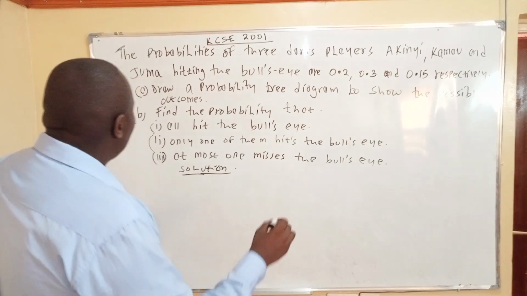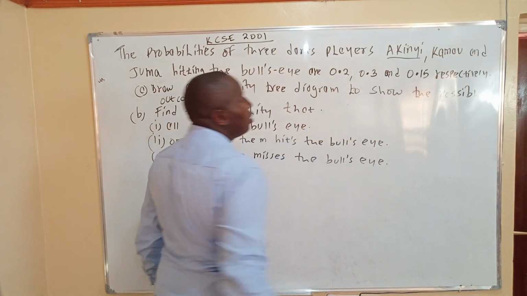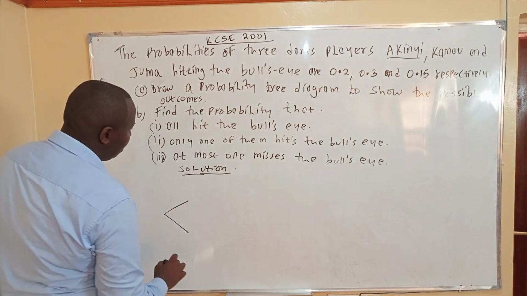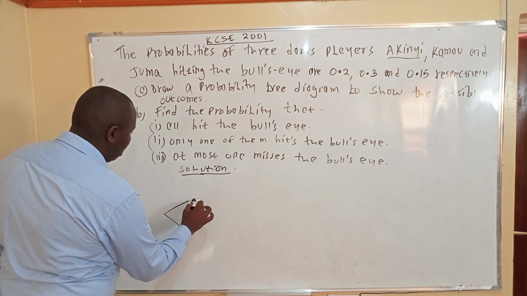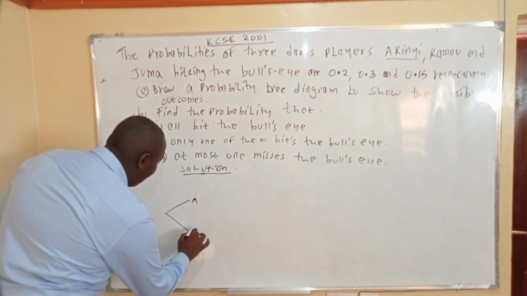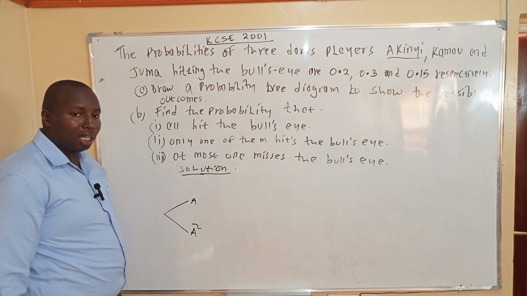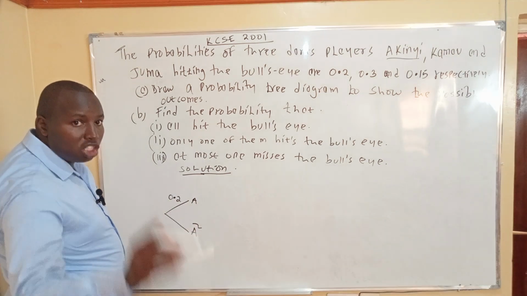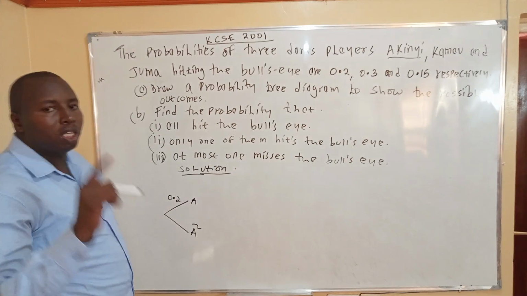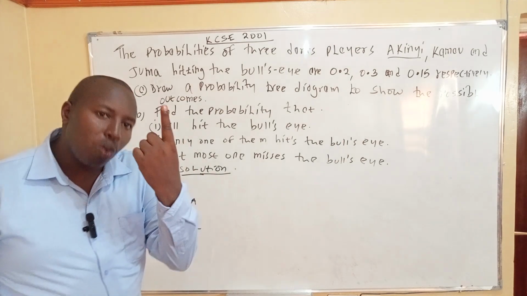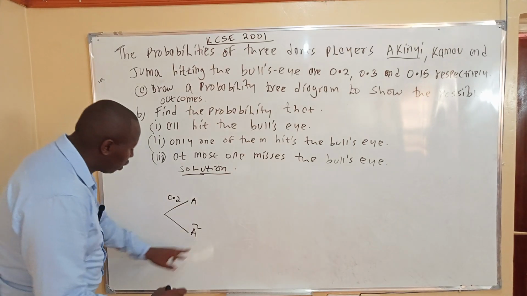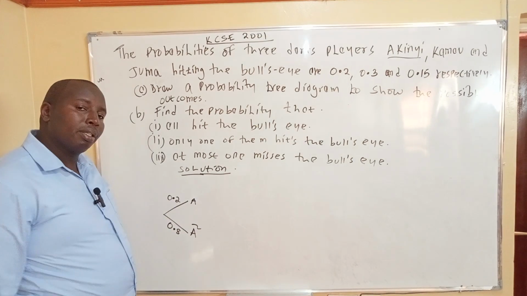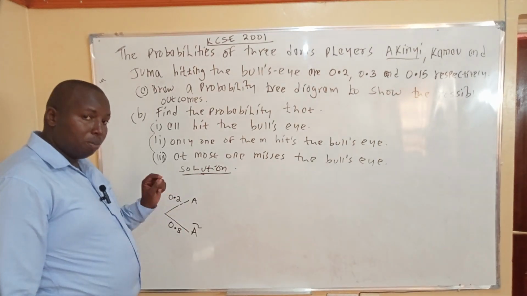So let's see. We can start with Akinyi. Draw a tree diagram. We say Akinyi is A, hitting the bull's eye. And not hitting, we can write A prime, like that. So if Akinyi hits the bull's eye, it is 0.2. For Akinyi not hitting the bull's eye, the probability of hitting and not hitting should be equal to 1. If there's 0.2, then for not hitting, it is 0.8. The total probability of this branch should be equal to 1. So when you add the two, it should be equal to 1.